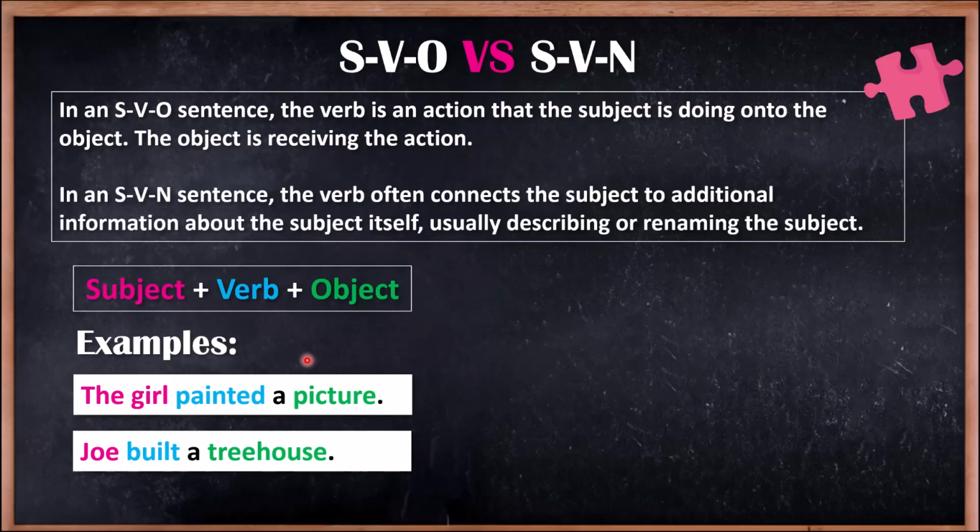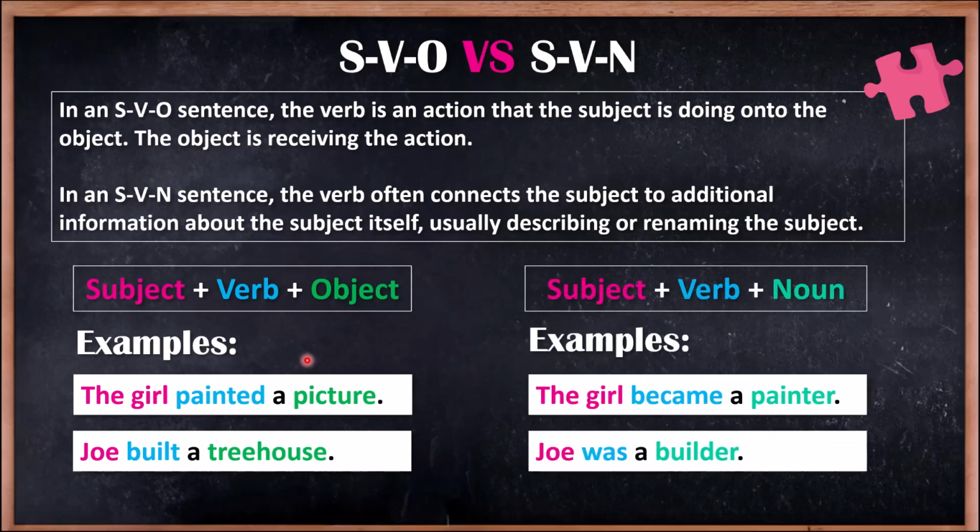In an SVN sentence pattern, subject-verb-noun, the verb often connects the subject to additional information about the subject itself, usually describing or renaming the subject. For example, the girl became a painter. Bob was a builder. Painter and builder are both nouns that describe the subject. The noun and the subject are the same. The girl becomes the painter, and Joe, in the past, was a builder.